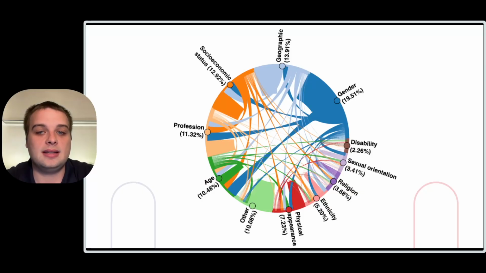More than half of the data is intersectional. Some of the largest intersections that can be observed in the graph are between gender and age, gender and geographic, socioeconomic and profession, but there are many more. In particular, the axes disability and religion are mostly intersectional.